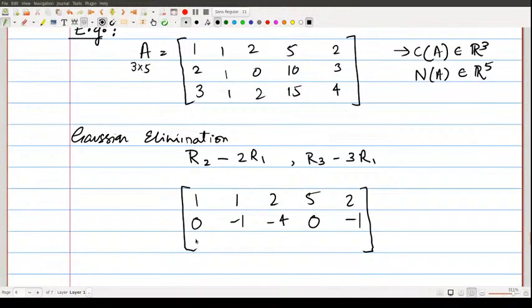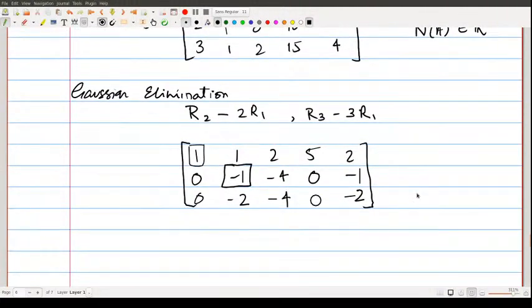The third row becomes 3 minus 3 is 0, 1 minus 3 is minus 2, 2 minus 6 is minus 4, 15 minus 15 is 0, and 4 minus 6 is minus 2. So I have the first pivot, and I also have the second pivot. So I know the dimension of the column space is at least 2 because I already have 2 pivots. Let's see if we get the third pivot or not.